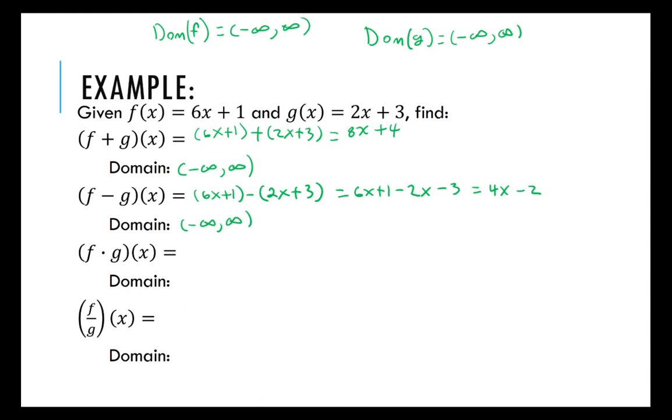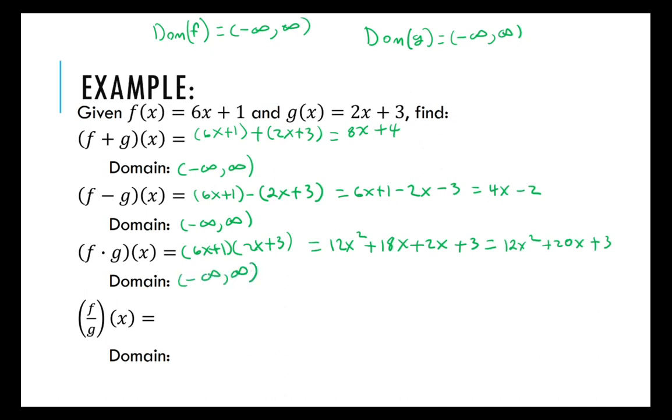Now let's find the product. f times g, that's just 6x plus 1 times 2x plus 3, which then gives you, multiply the binomials, 12x squared plus 18x plus 2x plus 3. Combine like terms as much as possible. That gives us 12x squared plus 20x plus 3. And then the domain for f times g is the same as f plus g and f minus g. That is the intersection between f and g, and that's going to be all real numbers again.